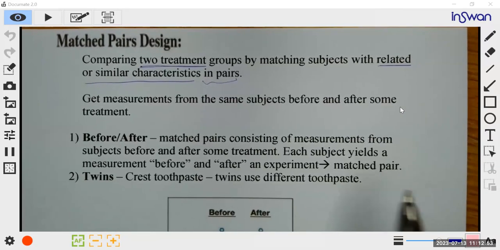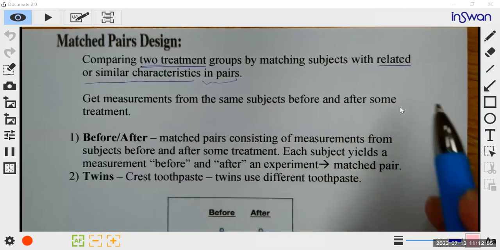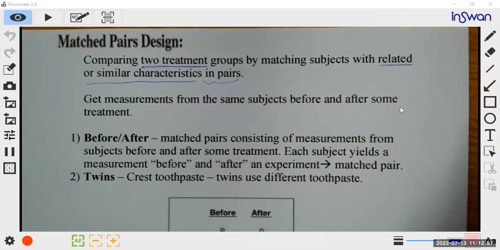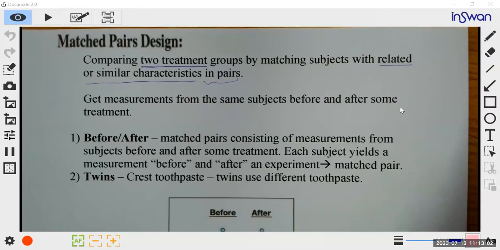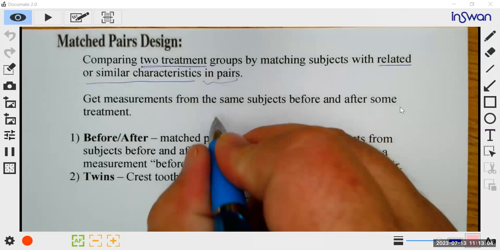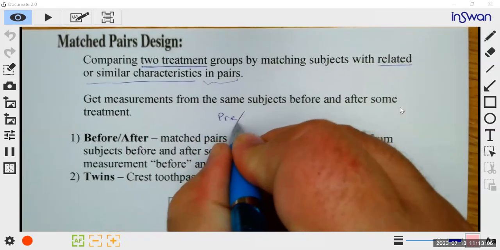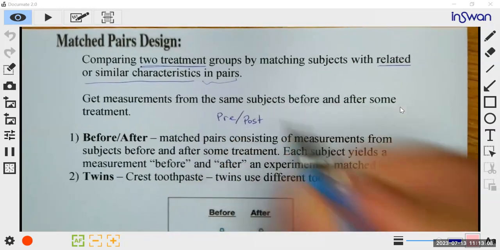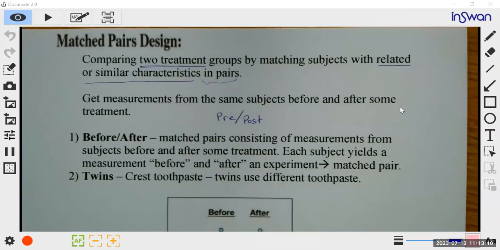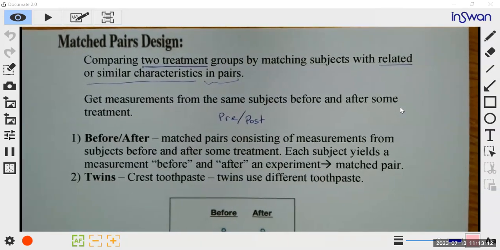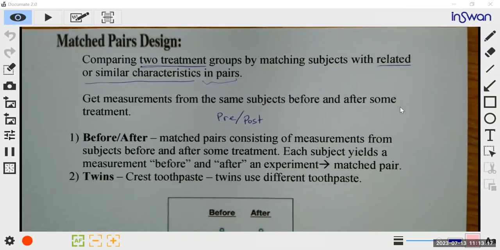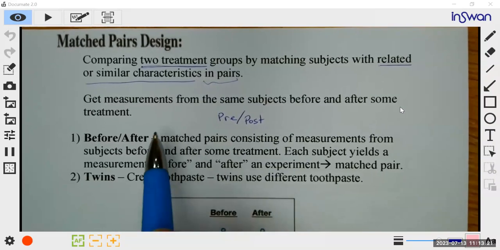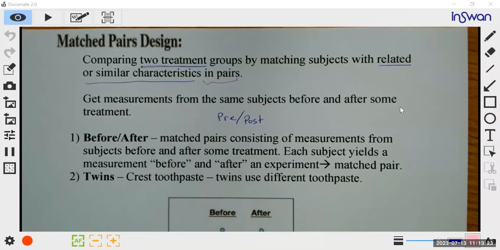And you've heard of, well, before and after. What's another type of survey you would do before and after? What's the name for that? Pre and post test. In education, that's usually, I would give you a test before the semester starts. I would give you the final exam before the semester starts and see what you made. Then I give you the same final exam at the end of the semester and see how much better you did.